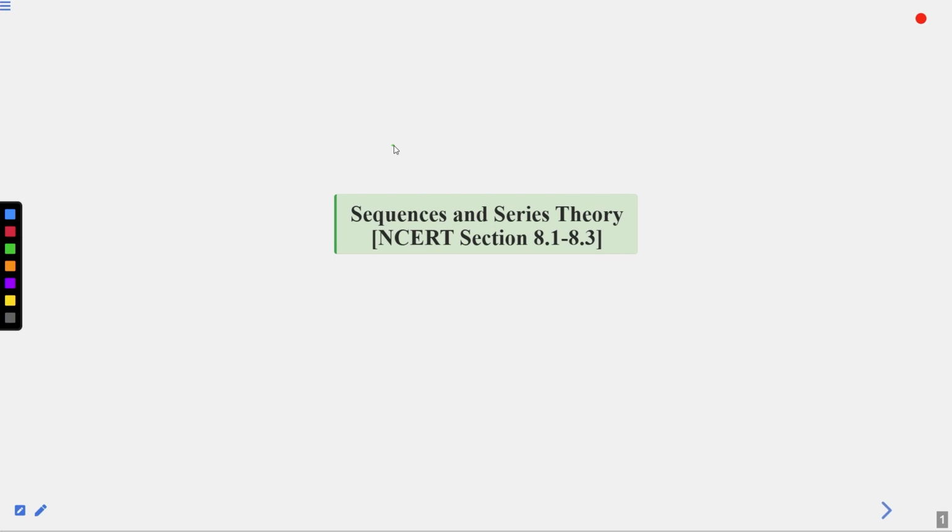Hello students. Today we will be learning about sequences and series. The introduction part, how we define sequences and series. We are going to see some examples also. Mainly we are going to cover section from 8.1 to 8.3 of NCERT.